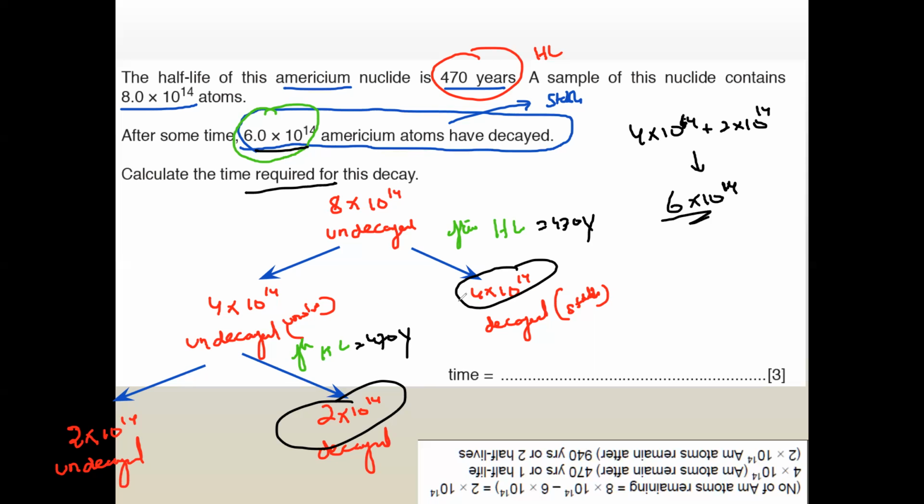One half-life is 470 years, so 2 half-lives will be 940 years. So it will take 940 years for this sample to change from 8 into 10 to the power 14 undecayed atoms to 6 into 10 to the power 14 decayed atoms.